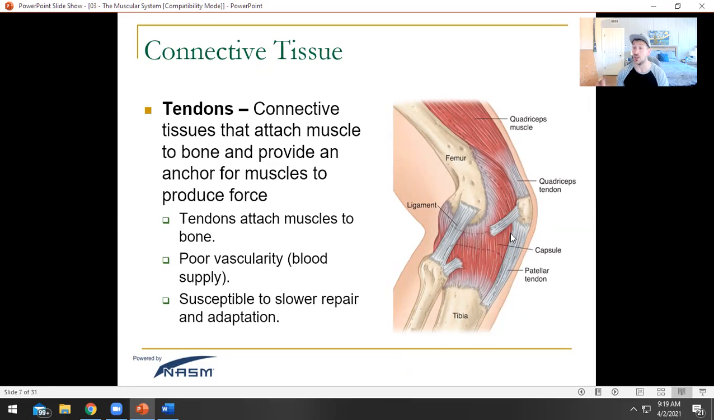They look like that because they don't have any blood in them. So because of their limited blood flow, your tendons are susceptible to much slower repair and much slower adaptation.